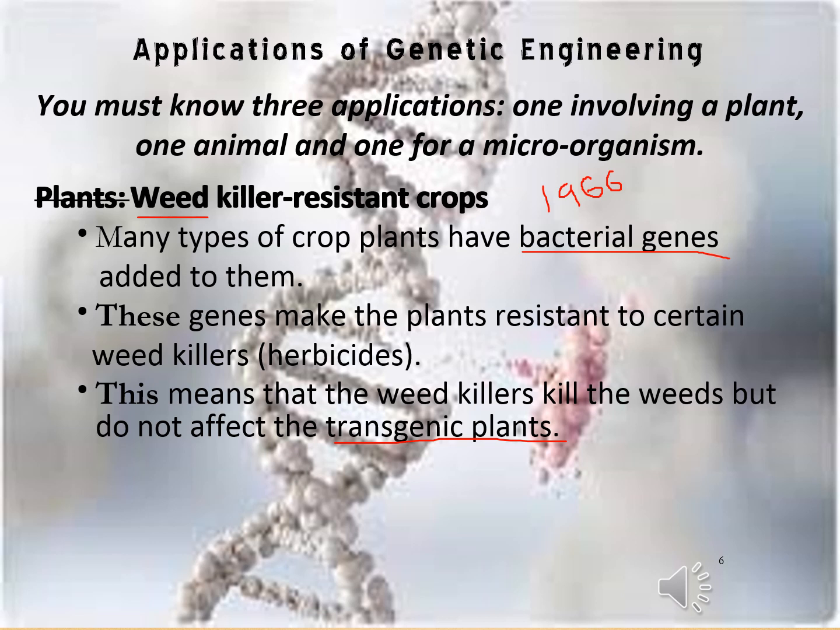To tackle the problem of weeds, many types of crop plants have a bacterial gene added to them. These genes make the plant resistant to certain weed killers. This means that the weed killer kills the weeds but does not affect the transgenic plants.